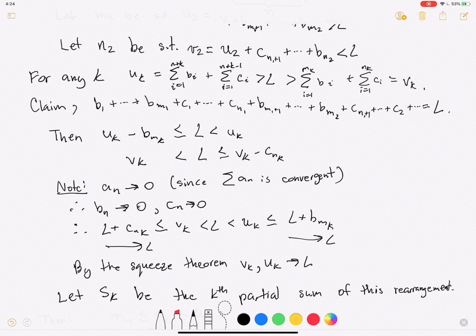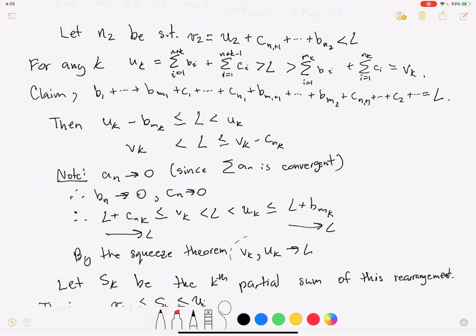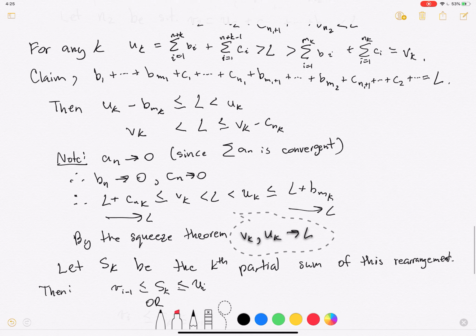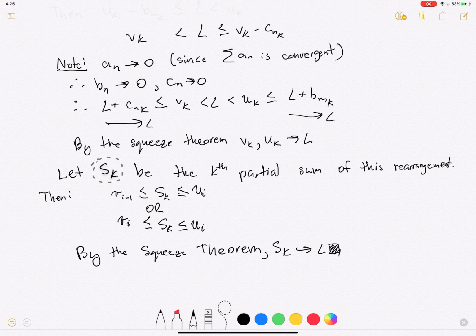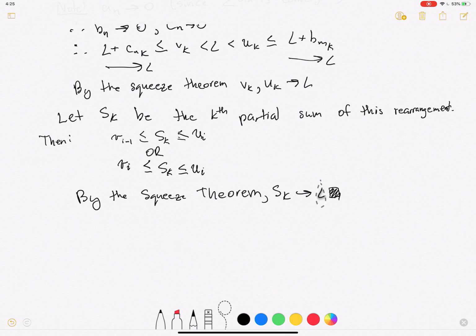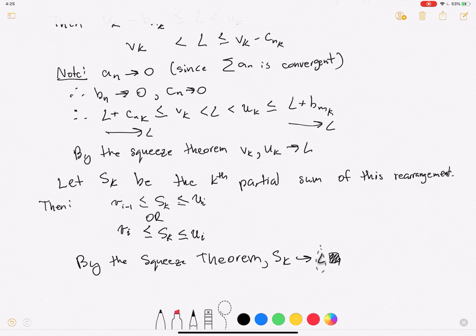Then we use the squeeze theorem to show that these V_k's and U_k's, which oscillate around L, actually go to L. As a final step in the proof, we gave up explicit rearrangement and showed that the partial sum of this rearrangement itself goes to L. Thus, we can get any real number out of a rearrangement of a conditionally convergent series. And that's it.